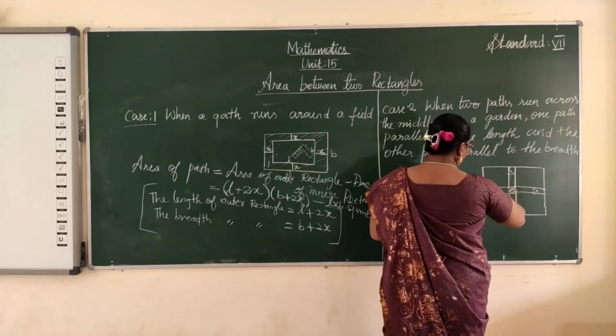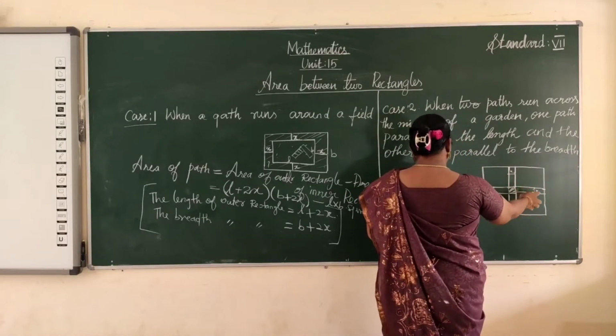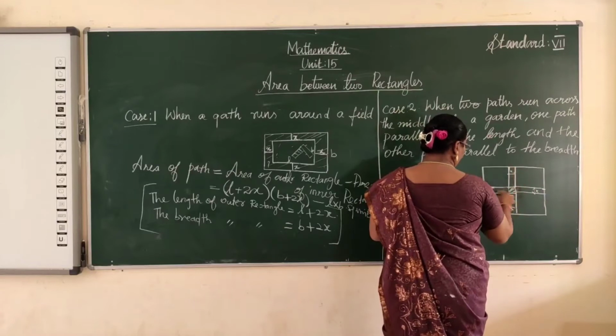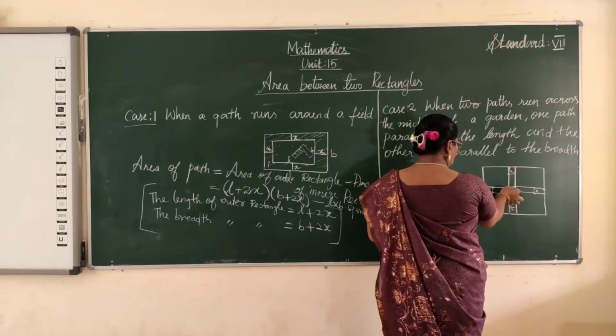Okay, so the total area of the pathway, we have to find the whole pathway except this area.